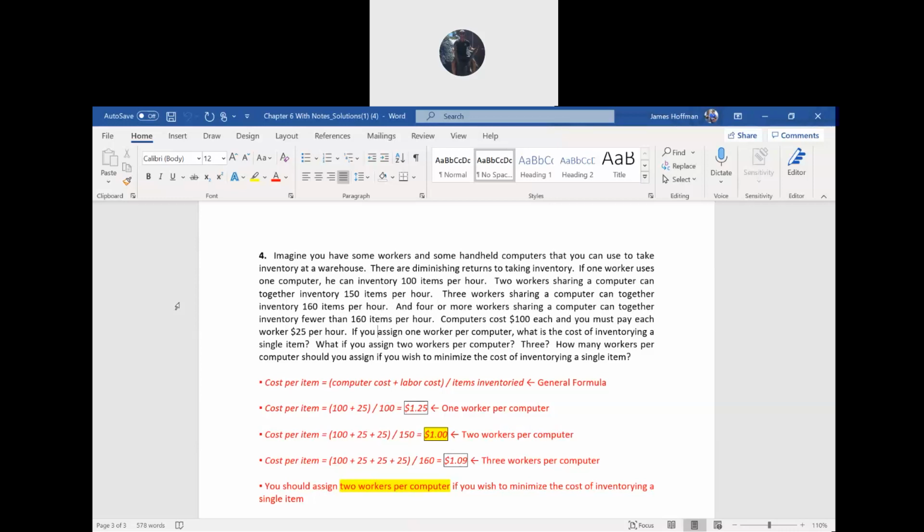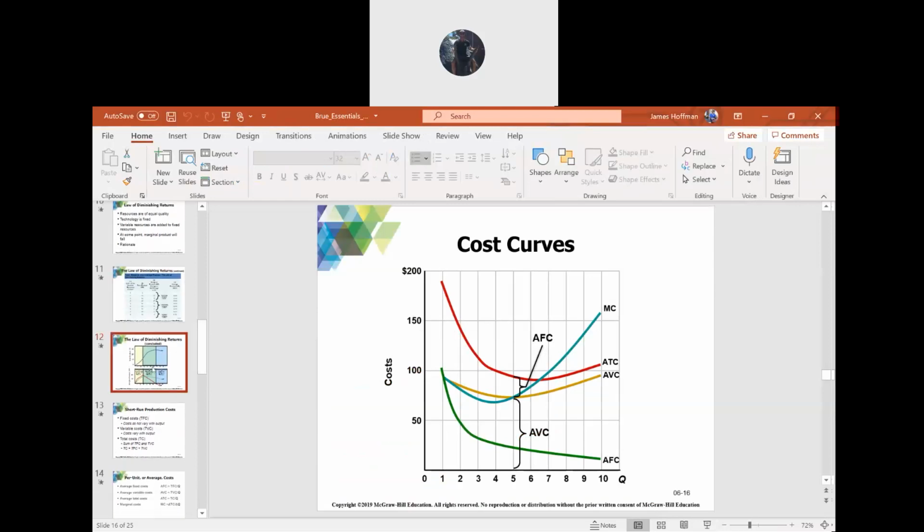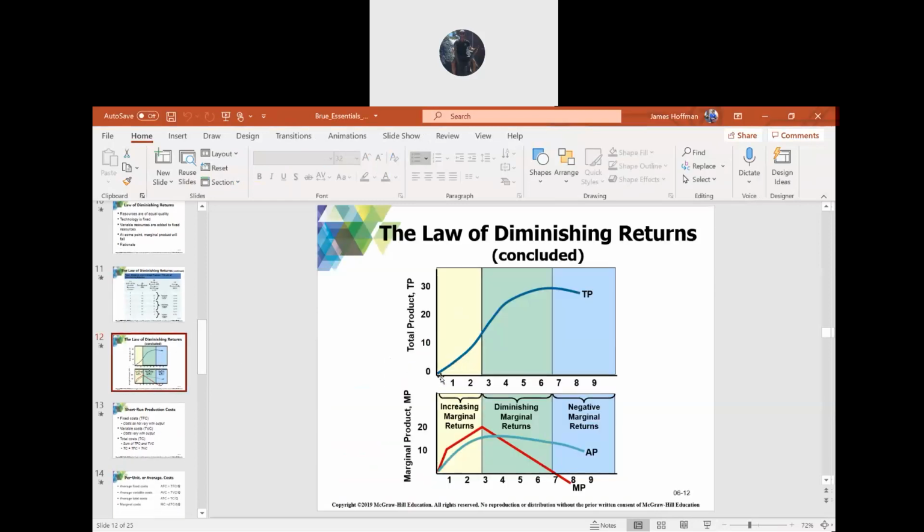So if you assign 1 worker per computer, what's the cost of inventorying a single item? What if we assign 2 workers or 3? And if that's the case, how many workers per computer should we assign if we want to minimize the cost of inventorying a single item? So we're trying to find this point here in which the marginal worker adds productivity, but it's less productive than before.